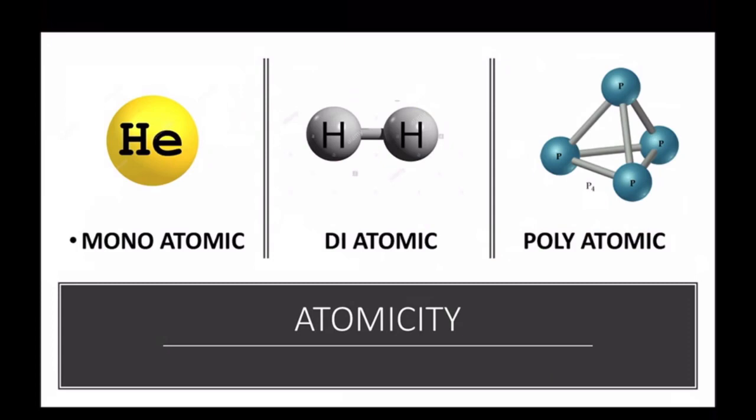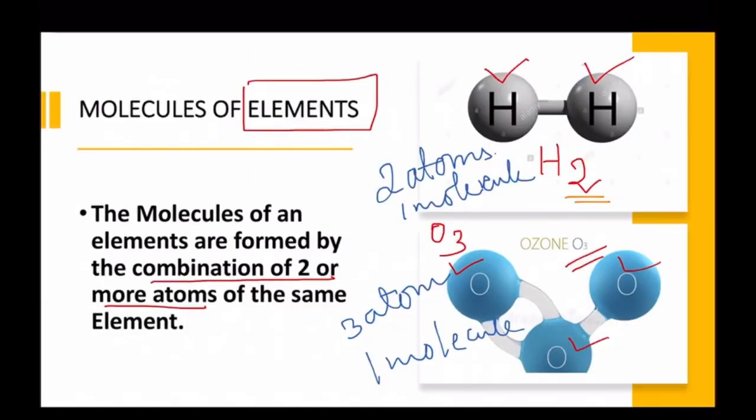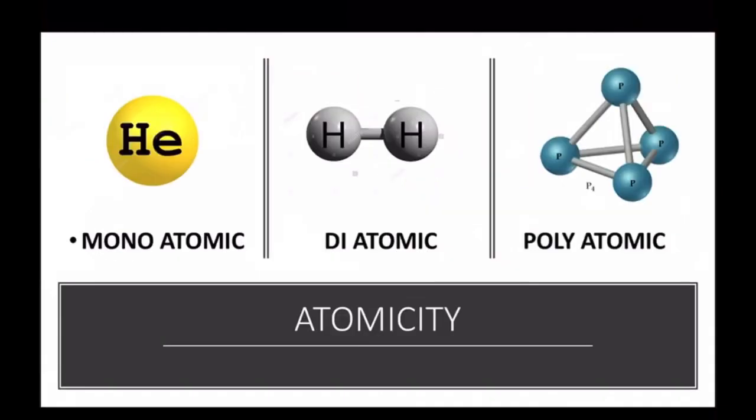Next, we move on to atomicity. Atomicity is nothing but the number of atoms present in a molecule. It is a number of atoms. Here we have already learned that in a molecule of hydrogen we have got two atoms of hydrogen. In a molecule of ozone we have got three atoms of oxygen. So this number of atoms present in one molecule of that particular element is known as its atomicity.